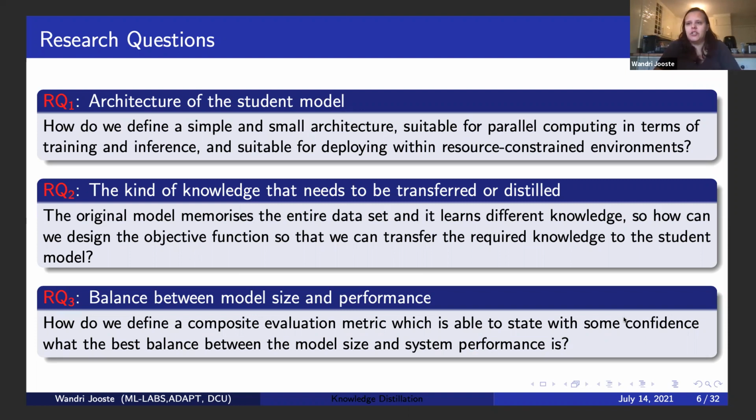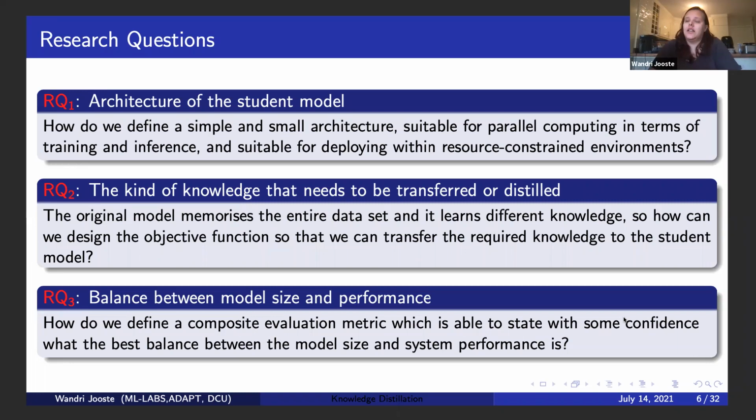The second question is in terms of the kind of knowledge that needs to be transferred or distilled. The big teacher models memorize the entire data set and learn different knowledge. So we need to design an objective function to better show what knowledge we need to transfer to our student models. This can be in terms of just translation, or if you're looking at engineers using NMT toolkits, you can also create this function in terms of hardware usage or resource constraints.